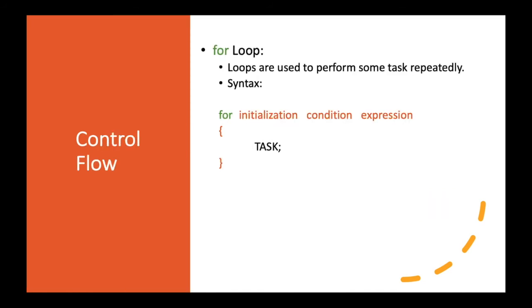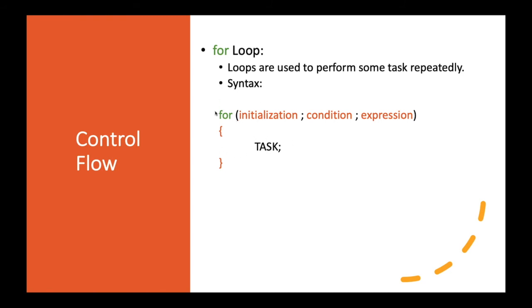Now, let's look at another important control flow statement, which is a loop. So loops in general are used to perform some task repeatedly. For example, let's say you want to do a task of turn on the light, wait for 5 seconds, turn off the light, wait for 5 seconds, and say you want to repeat this task 50 times. Then the easy way to do that is you want to create a loop and write the task one time and repeat it 50 times, right?